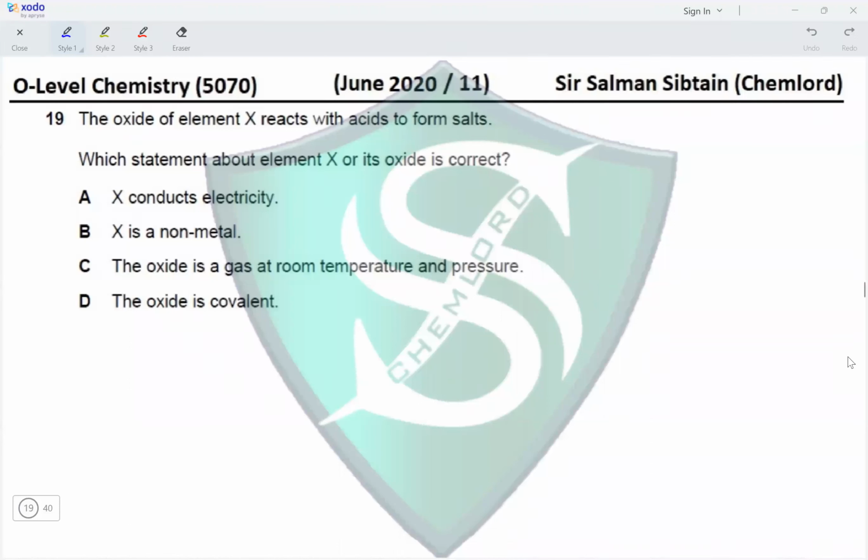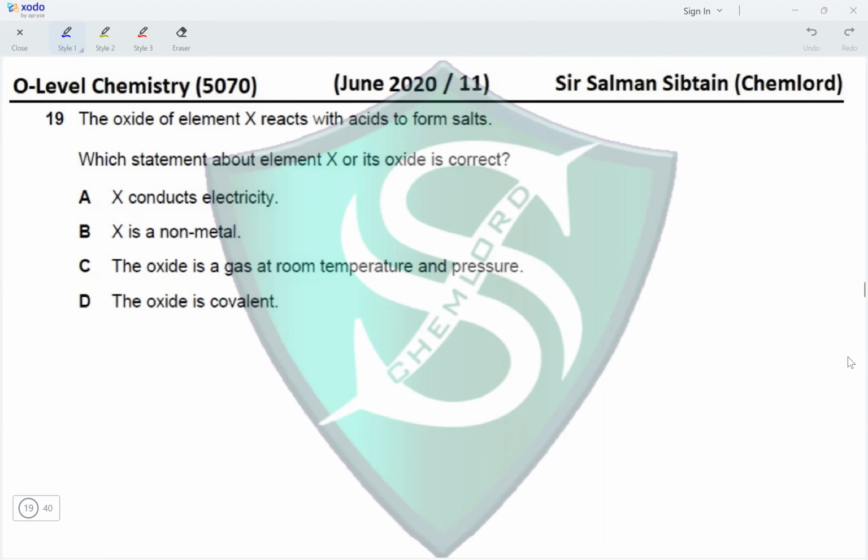Question 19. The oxide of element X reacts with acids to form salts. If it is reacting with acids to form salts, this should be a metal oxide, because metal oxides are either basic, or in the case of aluminum amphoteric, but it will still react with acids. Which statement about element X or its oxide is correct?